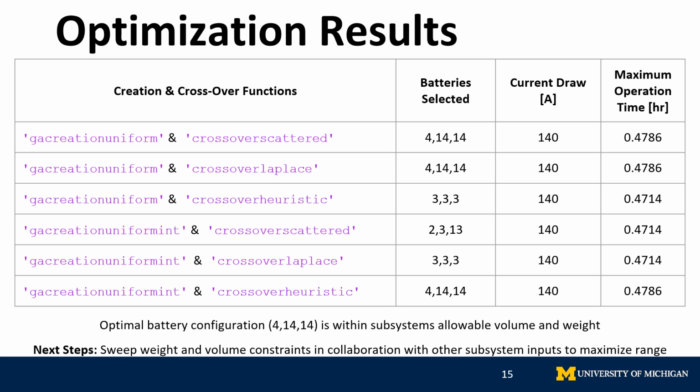This gives us an operation time of just under half an hour from the derived 67 amp hours this battery package would provide us. Moving forward, we plan to sweep our weight and volume constraints, all informed from the inputs of the other subsystem groups in our team, to determine the best battery configuration given the optimal conditions after combining all the subsystems.